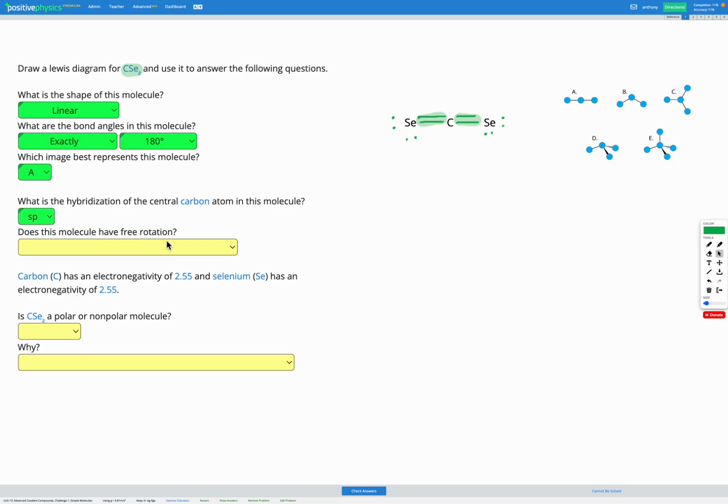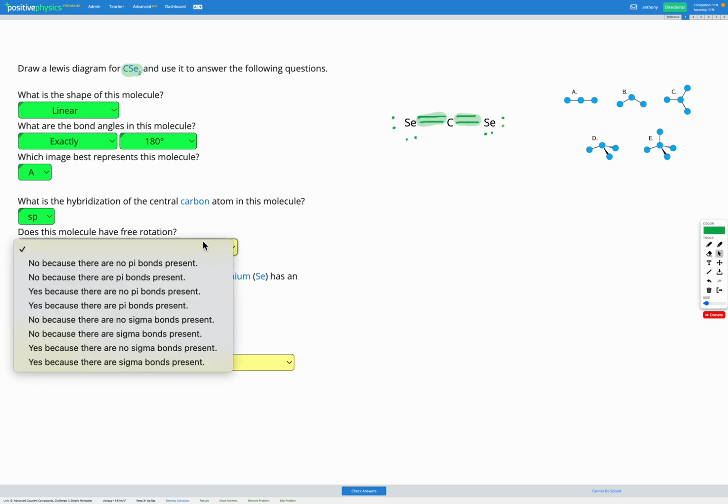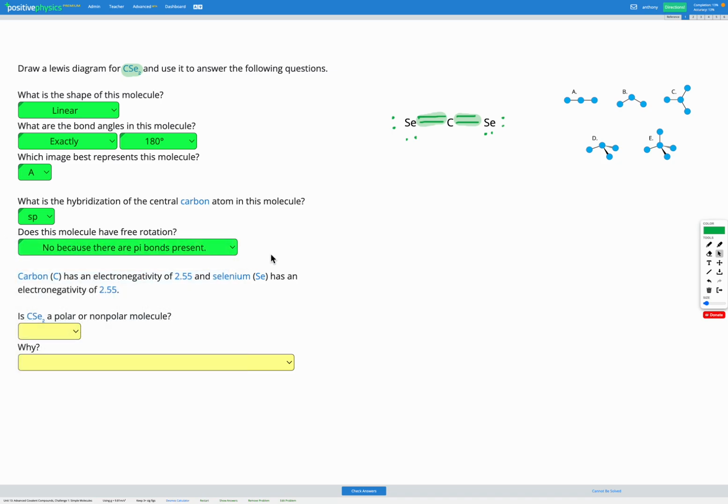Next it asks, does this molecule have free rotation? To answer that question, we need to look and see, do we have any double or triple bonds, since they contain pi covalent bonds, which don't allow free rotation? And the answer is yes, we have 2 double bonds here, so that means no free rotation. The answer is no, and the reason why is that there are pi bonds present, and pi bonds do not allow free rotation.